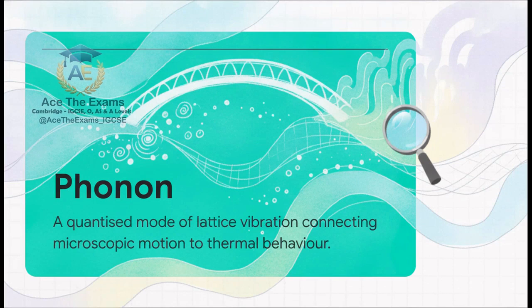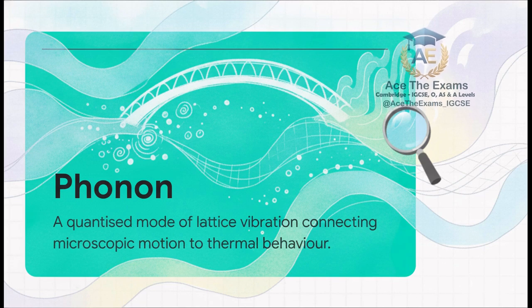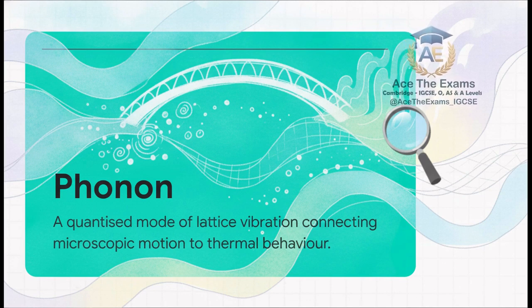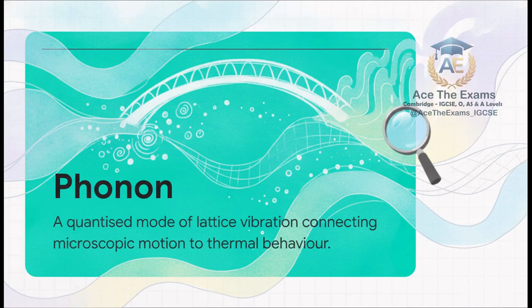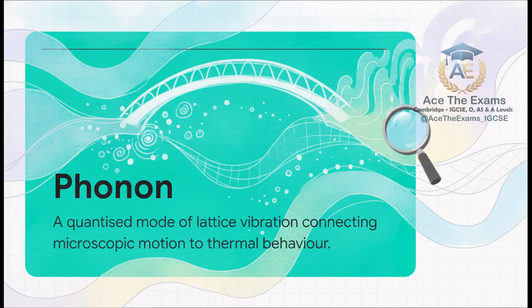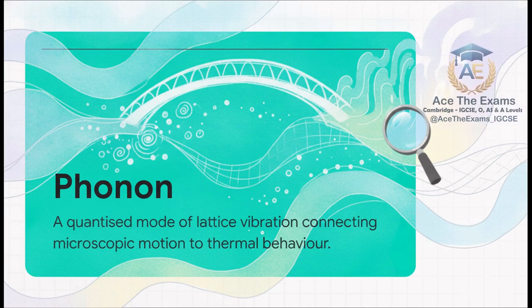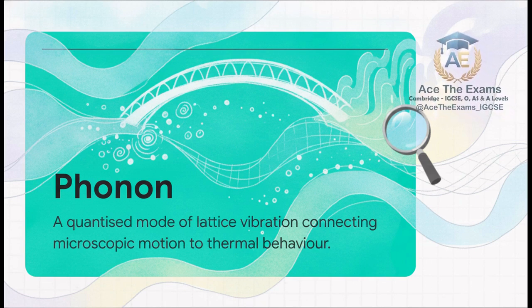Now, this organized wave motion introduces a critical vocabulary word that you absolutely must have in your toolkit, the phonon. A phonon is a quantized mode of lattice vibration. Think of it as the ultimate bridge. It's exactly how physicists connect microscopic atomic motion to measurable macroscopic thermal behavior. A phonon isn't a tangible physical particle like a proton or an electron. It's a way of describing and quantifying those organized waves of vibration we just talked about. Getting this definition perfectly locked in your head is completely non-negotiable for Cambridge exams.